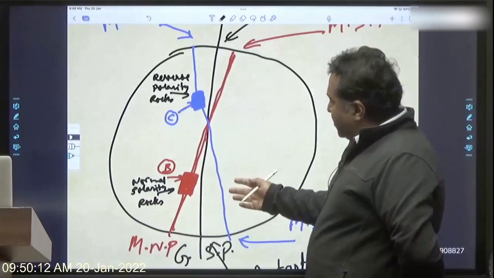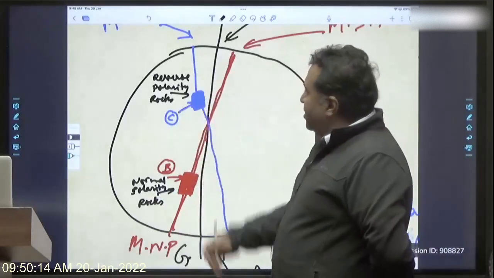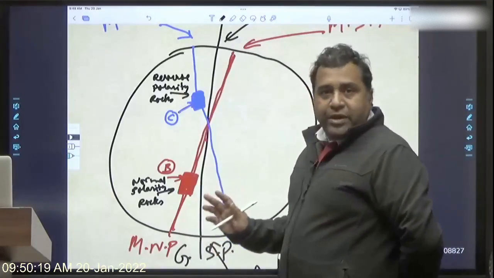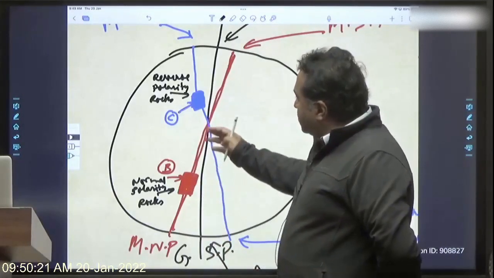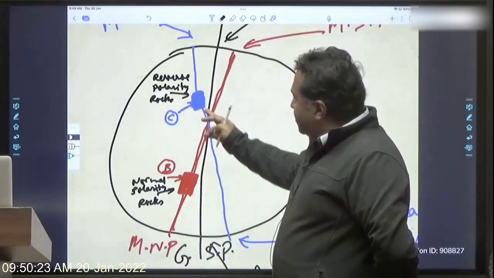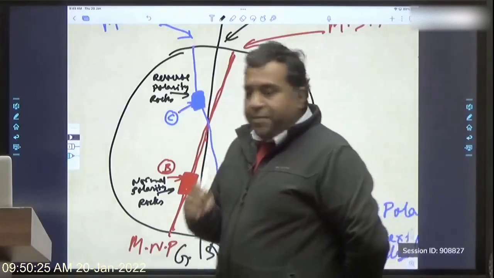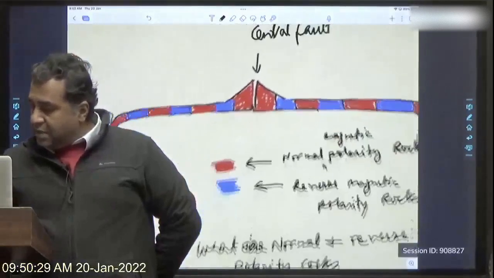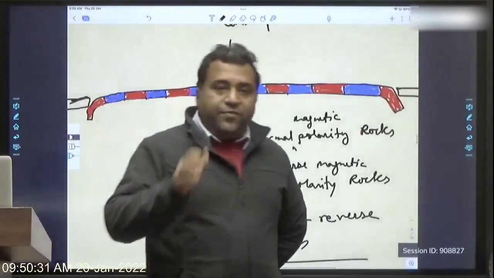So I hope you understand this. So normal polarity and reverse polarity. I hope we get this. Okay? Is this clear? Broadly clear? So once we get this reverse polarity rocks and this thing, the same is visible when we see here. Now, when we went to the oceans, what did we find?